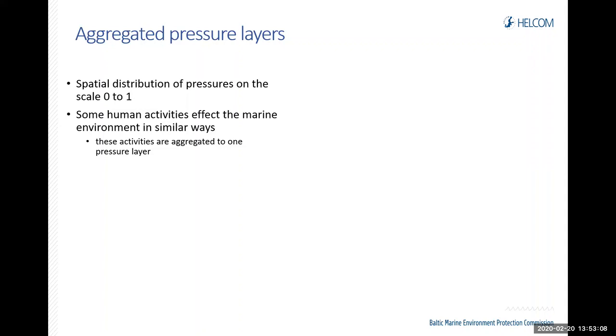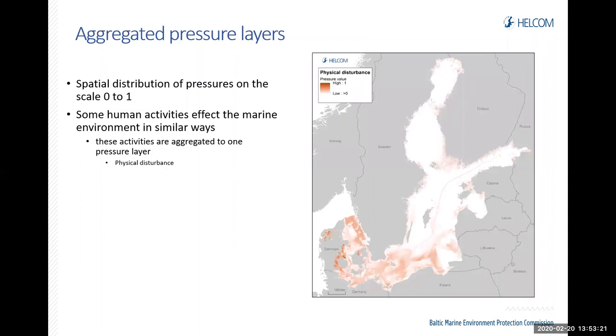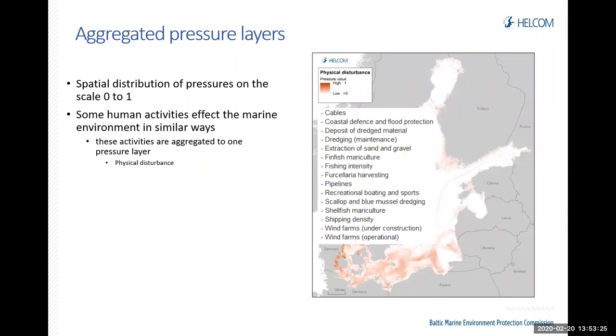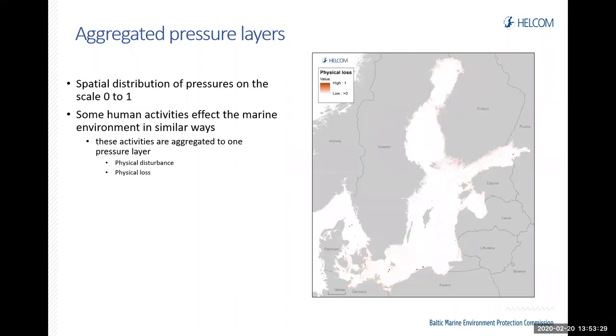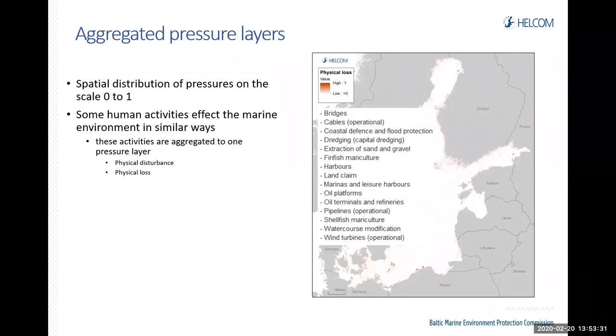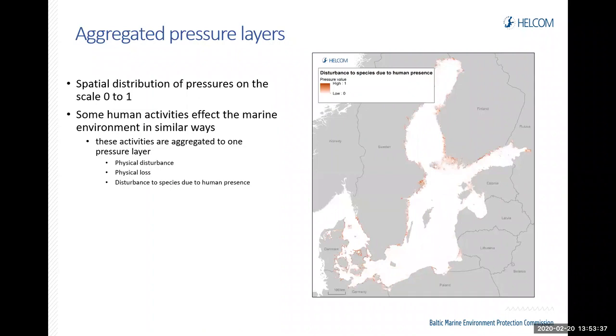And the reason they're called aggregated pressure layers is that some human activities affect the marine environment in similar ways. So in order not to overestimate their impact, they are compressed to form one layer. For example, the physical disturbance pressure layer is a combination of these human activities that are causing the same pressure. The same with physical loss. There are a lot of activities causing this pressure, so they're all grouped to form one layer, and so forth.